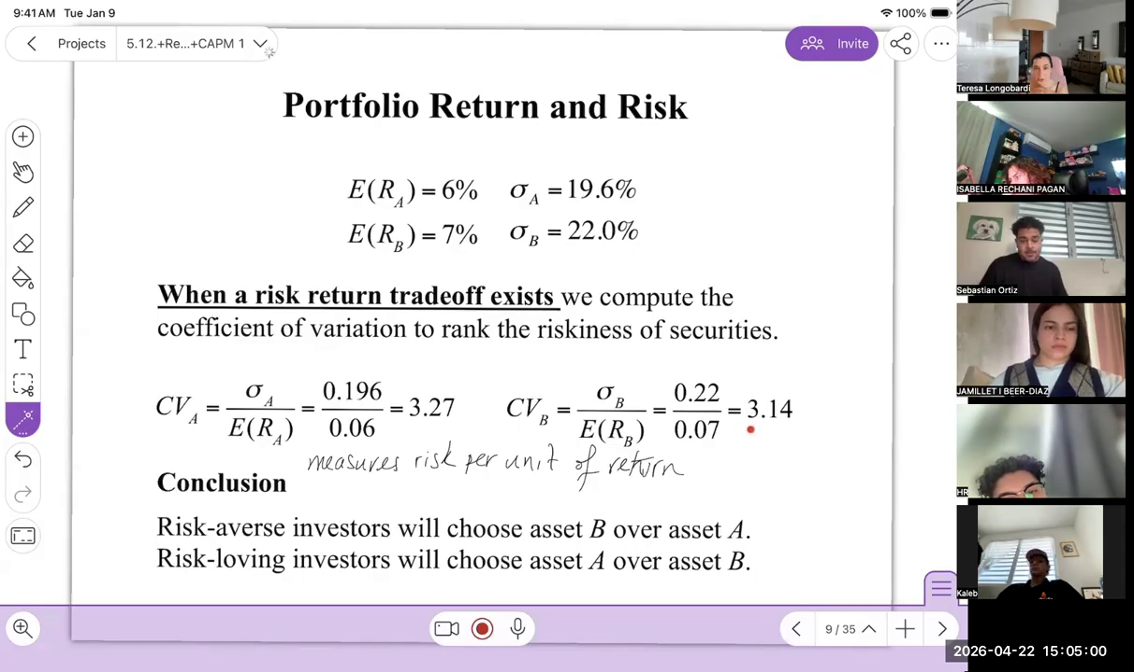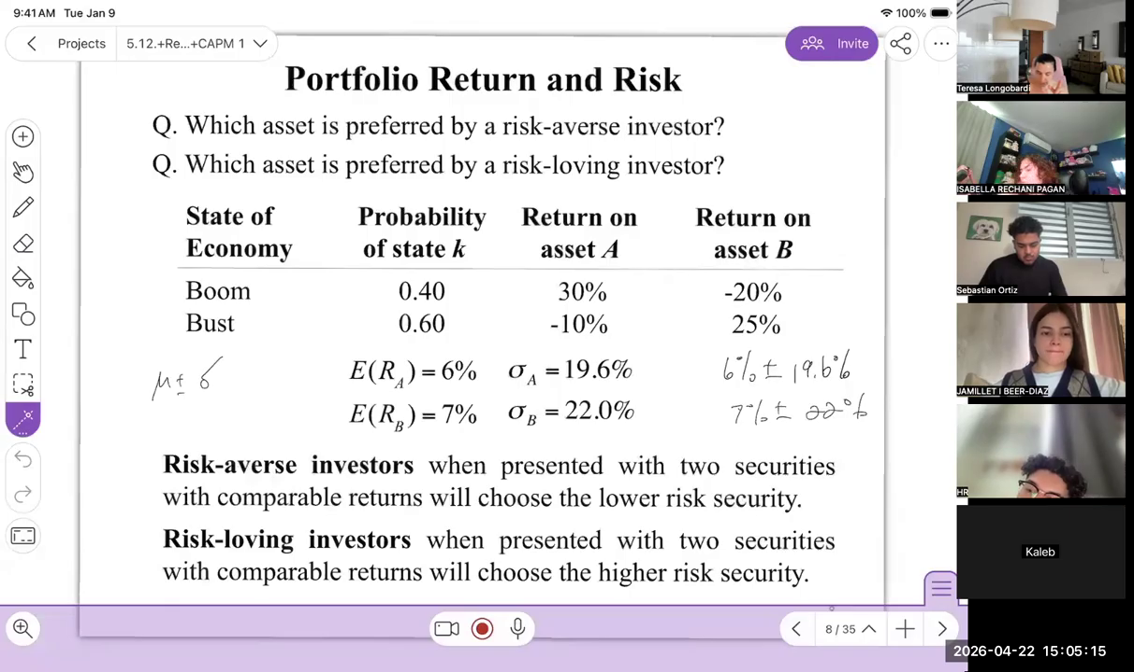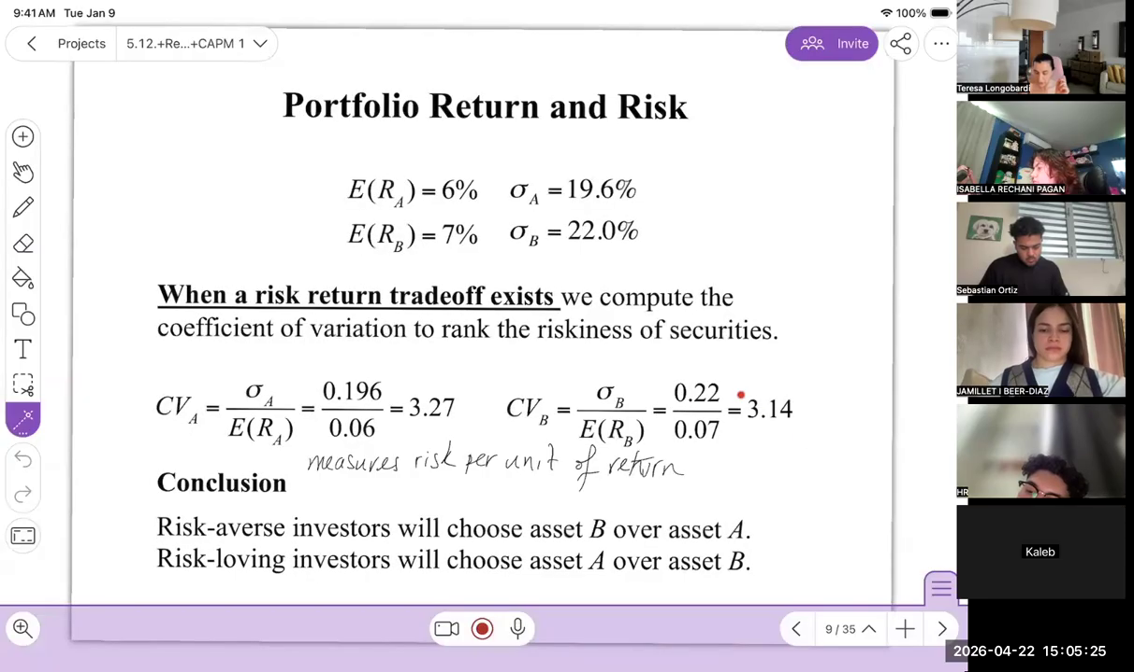So if you are risk averse, you want the one with the lower coefficient of variation, 3.14. So that's different than what we said back here. We would have picked A doing it this way, just looking at the data like this. But putting them together, it looks like if we're risk averse, sorry, we're going to pick B.